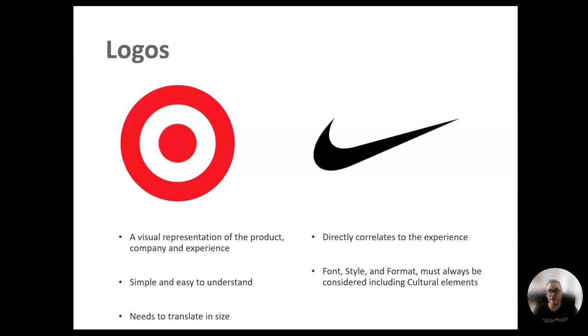And we have to consider the fact that these are company logos. They are used throughout all different types of countries, and they sell to different areas and cultures. So we have to consider the font style and format. We must always be considering those different cultures and the elements that guide them in different ways.